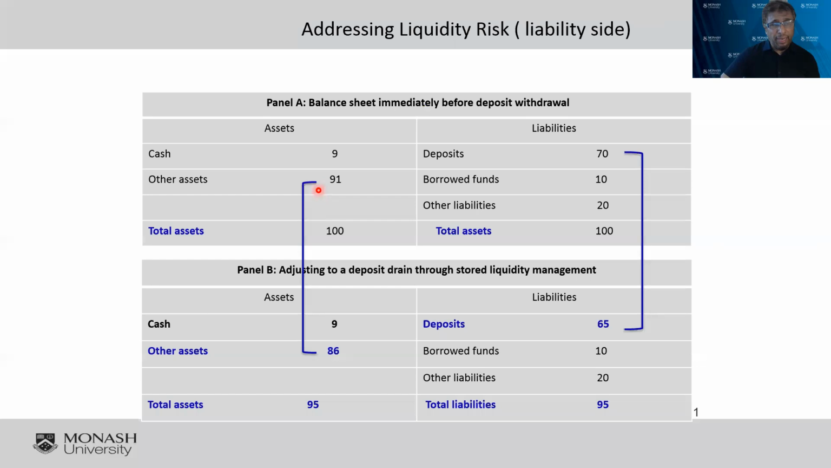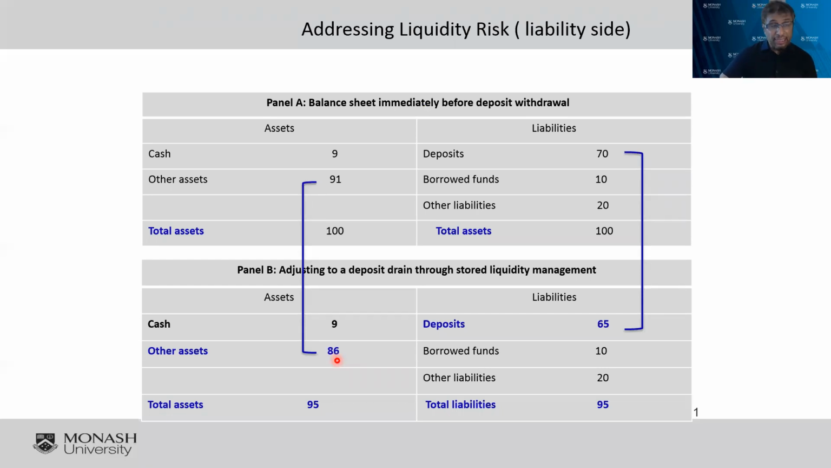Now, what about my assets? I finance it through stored liquidity. So I have 91, which is other assets, the securities. I didn't touch the cash because this bank usually holds cash of 9%. So I have 100 million of total assets, 9% is 9 million. So they are not touching this area. They are selling part of the securities. How much will they sell? They will sell 5, the withdrawal. So this will be 86. This is the whole thing.